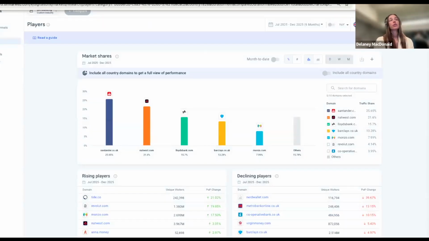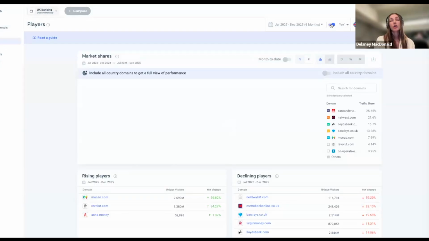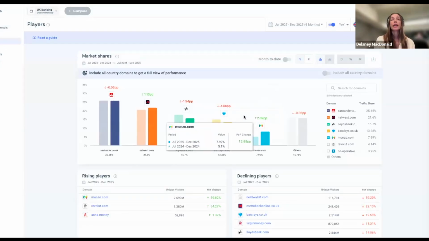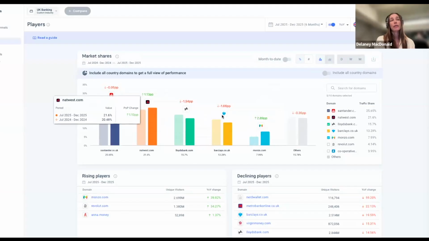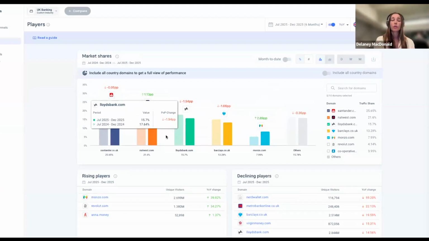If we jump into Similarweb's market analysis view, what we can see is that looking at the last 6 months alone, Monzo was winning nearly 8% of all traffic share in the market. And if we look at how things are changing over time, we see that in that time period, they actually grew nearly 3 percentage points, much better than any of these other more traditional banks. However, Monzo isn't the only player in this space.